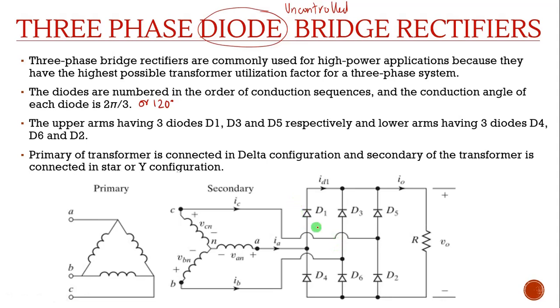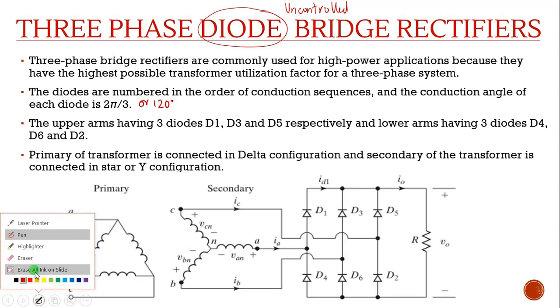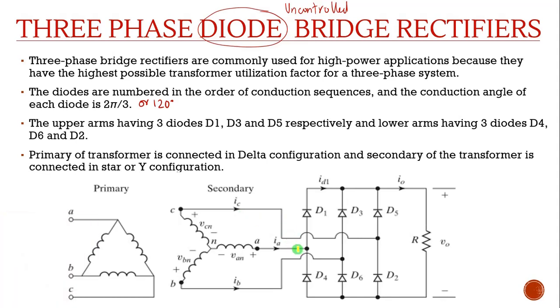Suppose D1 and D2 are turned on. The conduction path will be like this. I will show it here. D1 is connected to line A, so if D1 is turned on and D2 is turned on, the conduction path will come like this. So this will be the conduction path if diode D1 and diode D2 are conducting.